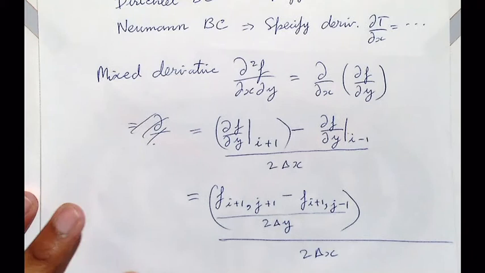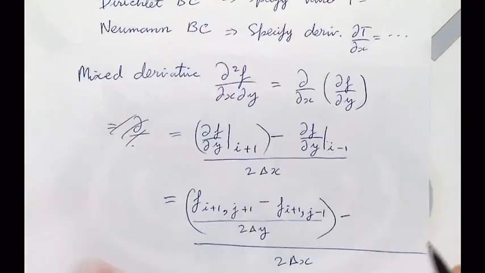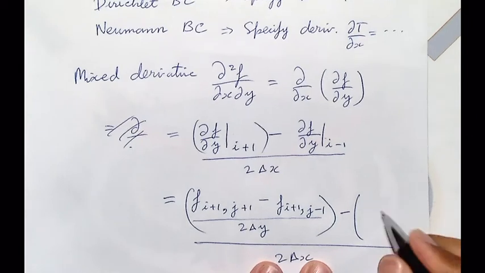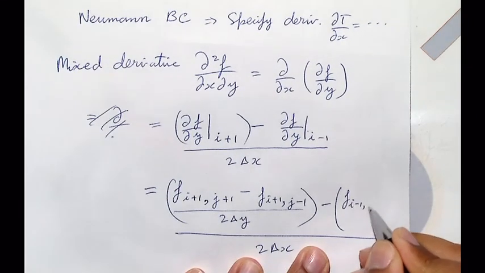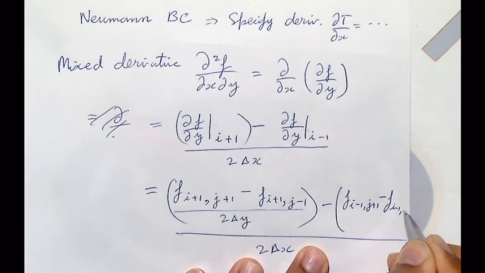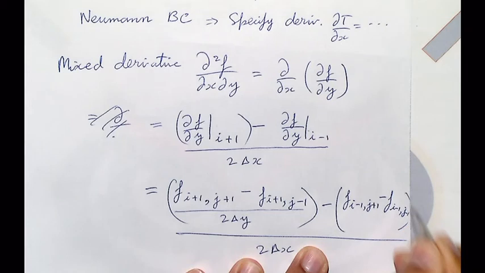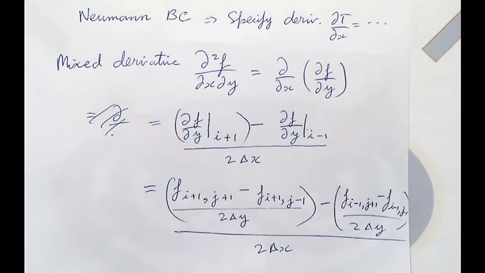You see what he did? He just expanded this term to this. And now we can do the same for the other one. f of i minus 1, comma j plus 1, minus f of i minus 1, comma j minus 1, over 2 delta y. So that's a very straightforward expression for the mixed derivative.